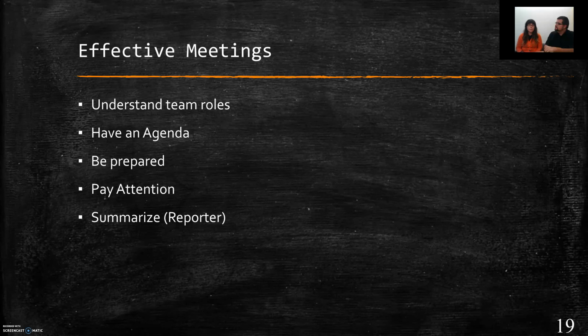And finally, you'll also need to summarize everything that happened in the meeting. As the person in the reporter role, which we'll talk about in just a few moments, you'll need to summarize all of the key points and be sure to email that summary out to all of the group members to serve as a record of what happened.